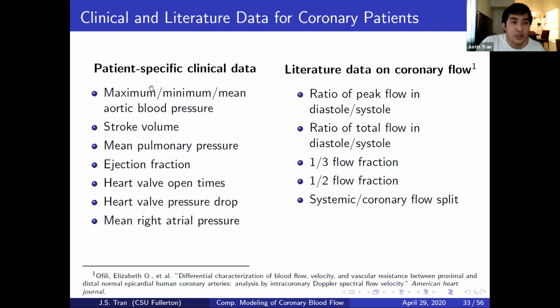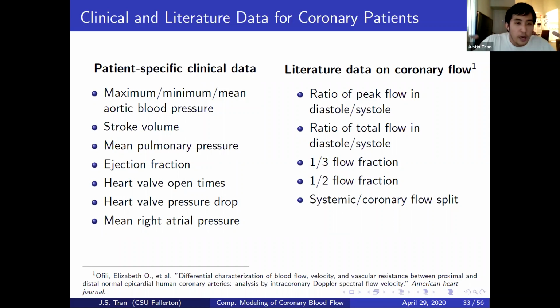So if you've gone to the doctor, you'll know that they measure things like your blood pressure. So they measure your maximum and minimum blood pressure, or your systolic and diastolic blood pressure. We can also measure things called your stroke volume. That's the amount of blood that your heart expels in one beat. Okay, so that's something that's really important. We can also measure your ejection fraction. Ejection fraction is a big indicator of health. That's the fraction of blood that leaves your heart in each beat.